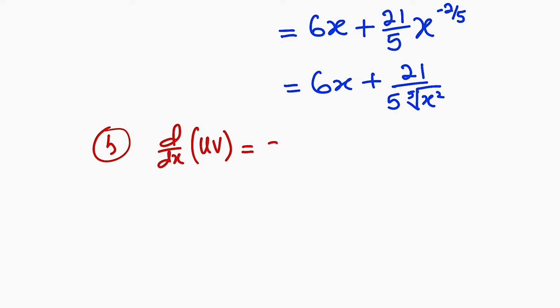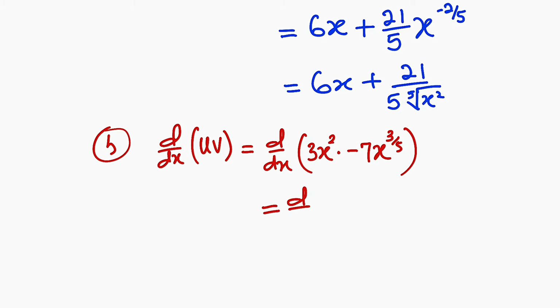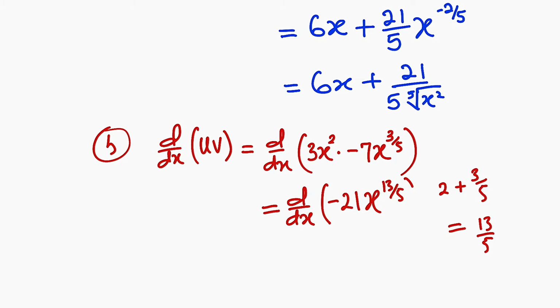This is equal to d over dx of u, which is 3x squared, multiplied by negative 7x to the power of 3 over 5. This is equal to d over dx of 3 multiplied by negative 7, which is negative 21. Then x to the power of 2 plus 3 over 5, which is the same thing as 13 over 5. So this is 13 over 5.